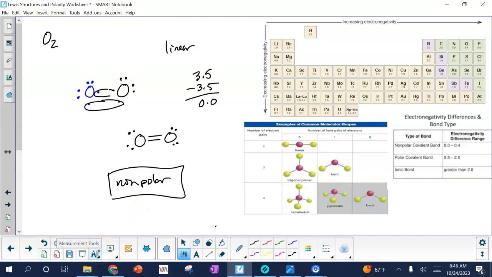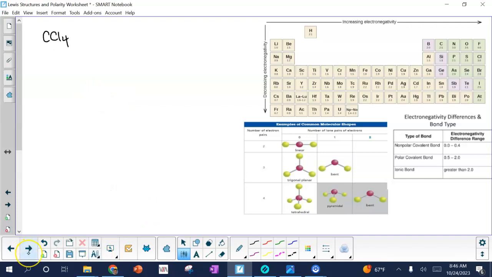And then last but not least, we got one more: carbon tetrachloride. Let's take a look at this one. Carbon's going to be in the center, loves being in the middle with its 4 valence electrons. I think you can recognize the chlorines are going to go like this. I didn't make my marker thinner; I'll do that here in a second. Carbon's going to go in the middle, and you can draw it like this.